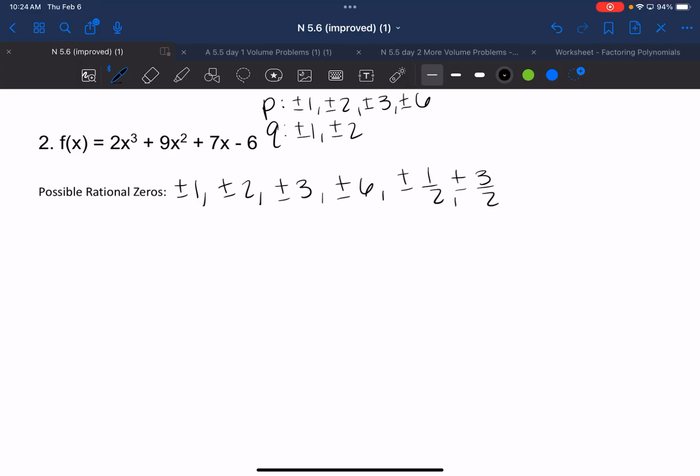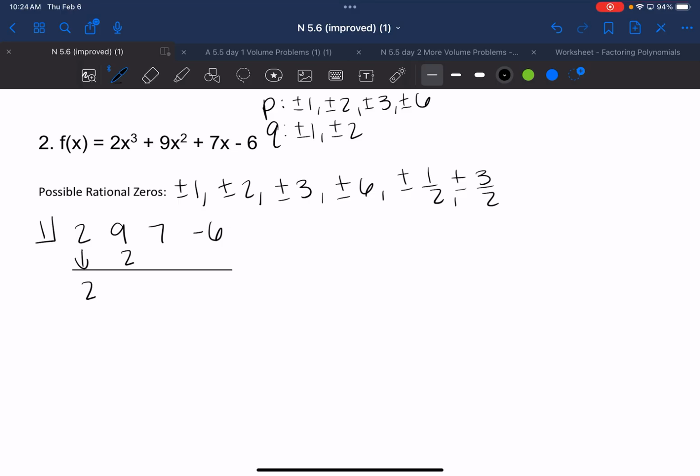right? It does not matter where you start. Again, I like the whole numbers versus fractions, but does not matter where we start. So maybe we start with the ones again. So let's see. If I put 1 in here, I'd have 2, 9, 7, and negative 6, right? So I'm going to bring down that first term.